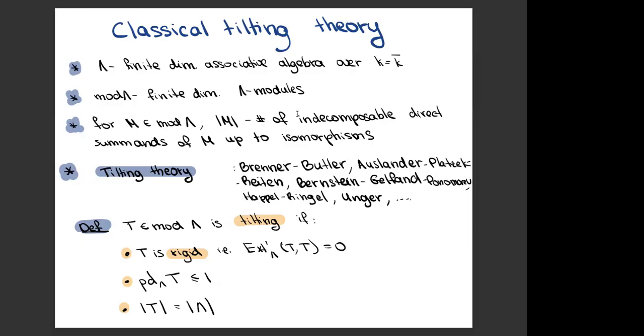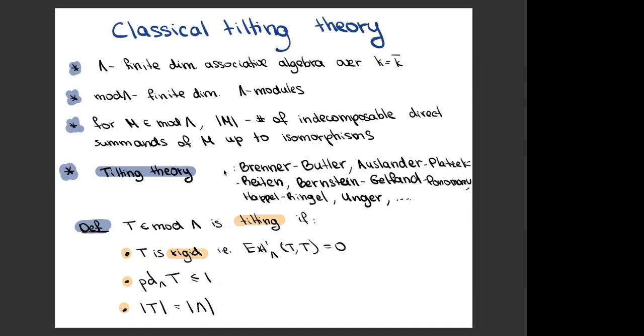So I take an M, I decompose it into indecomposables, and then I count the number of them up to isomorphism. For example, the size of M is the size of M plus M, because the number of indecomposables up to isomorphism doesn't change. So it only counts distinct indecomposables in there. And then, well, there was the tilting theory.